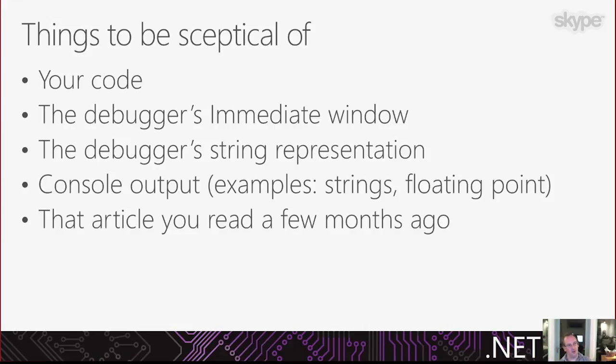Likewise, when you're looking at a watch window, be very wary of the debugger's string representation. So that's for strings and for floating point numbers. And also, even when you're writing to the console, and one of the great things about writing a console app is, hey, you've got somewhere to write all this diagnostic information. Well, things can be a little odd. Let's skip into our first demo at this point, just to show you exactly what I mean.